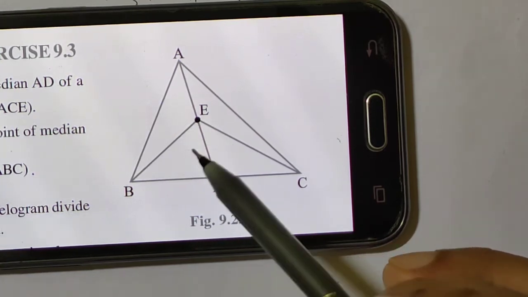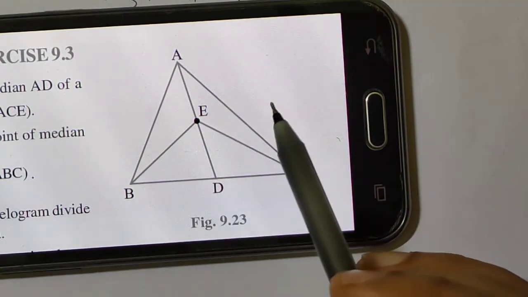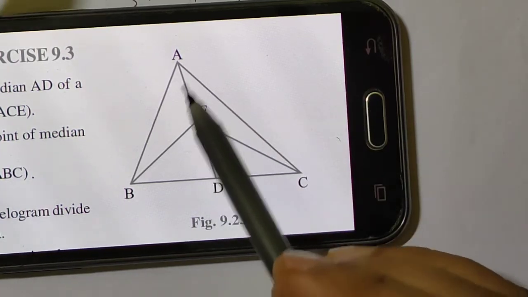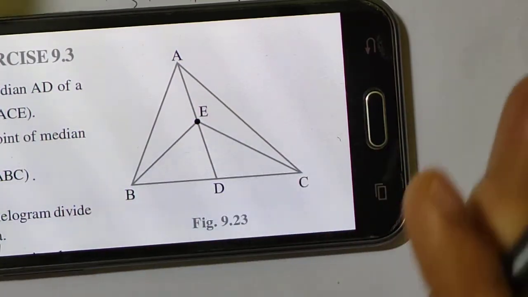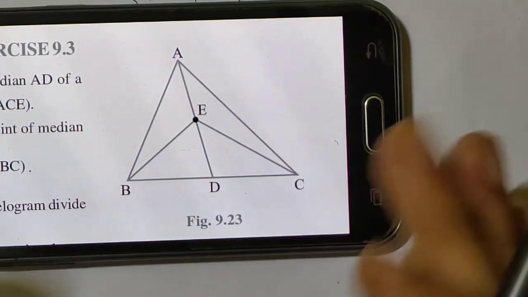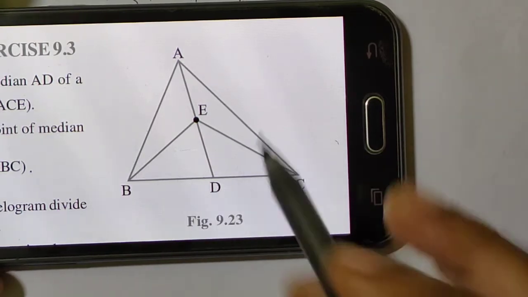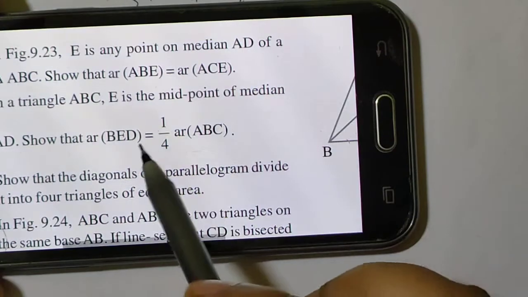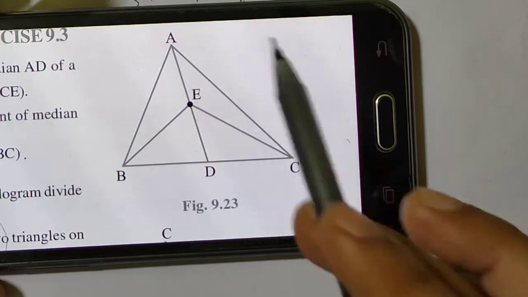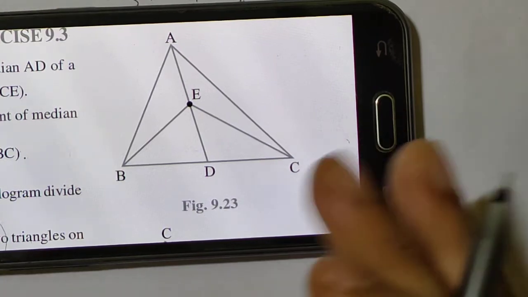Now, another way: these two triangles are also equal in area, and right now we have proved that these two triangles are also equal in area. So obviously this triangle is going to be divided into four sub triangles, and we have seen that the areas of all the triangles are equal to each other. Now we can easily show that area of triangle BED, that is all we have to show, is equal to 1/4 of the whole area of triangle ABC. I hope verbally I have made some sense to make it clear to you.